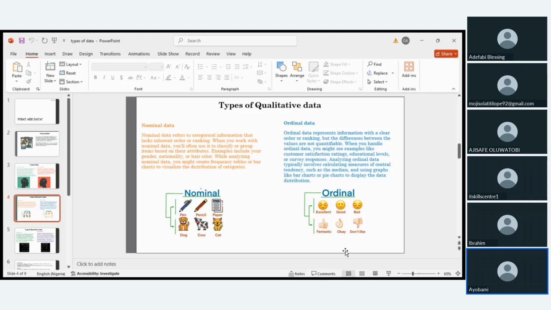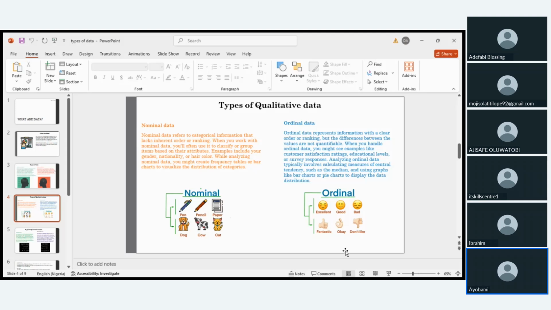Okay. So under qualitative data, we have nominal data. Now I'll explain what this means. It's easy to understand. Nominal data refers to categorical information that does not have an inherent order, like they lack inherent order or ranking. What does this mean? It means that, for instance, a black man is standing and a white man is standing. It is not proper to come and say a white man is greater than a black man or a black man is greater than a white man. We are all humans, for God's sake, right?